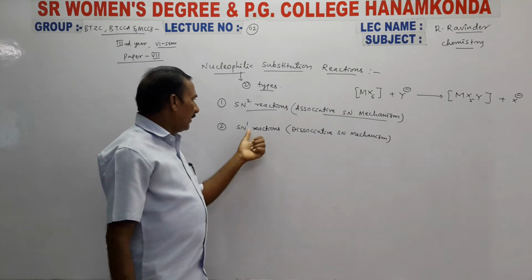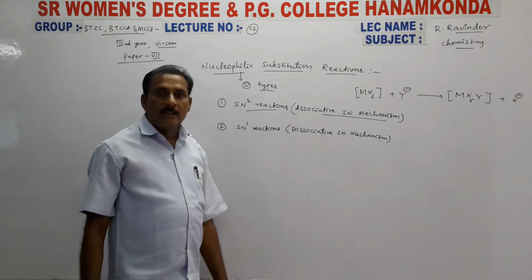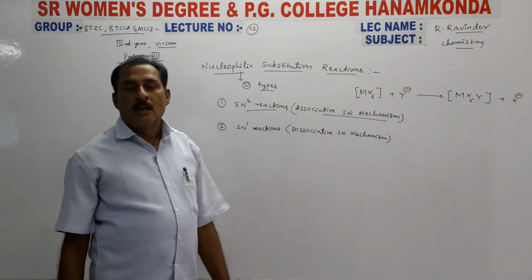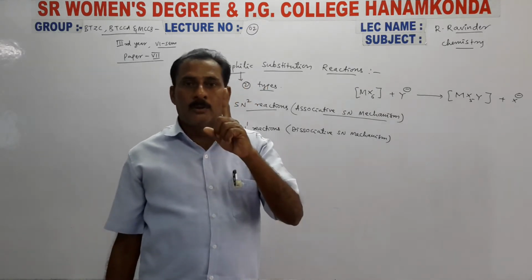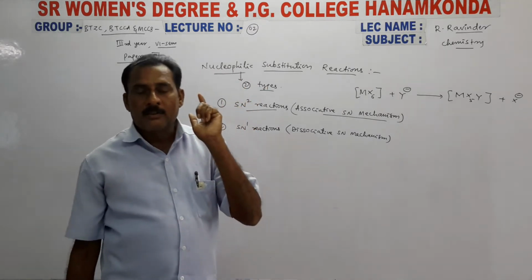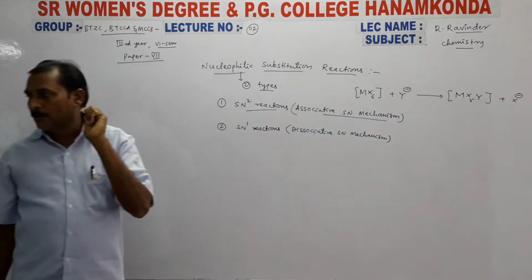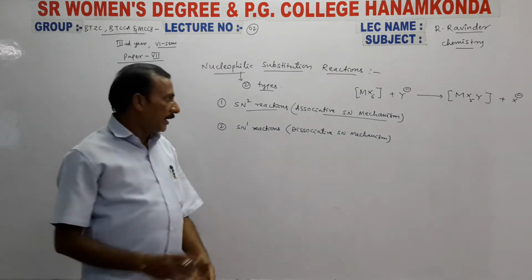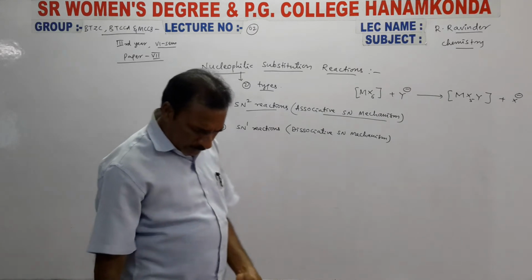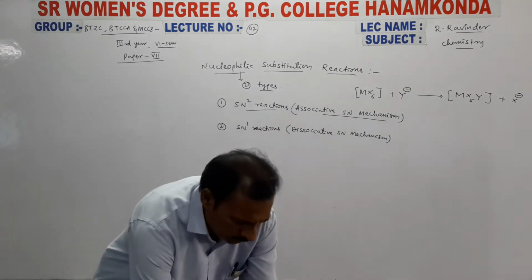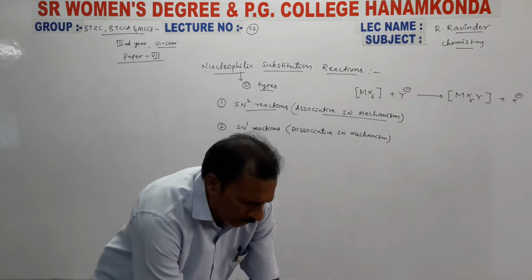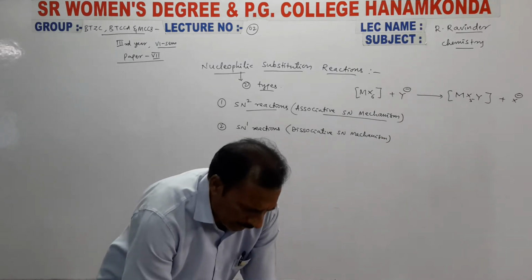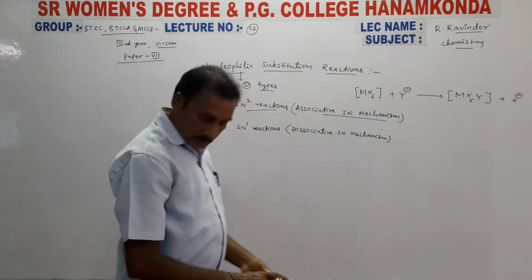In SN1 reactions, the rate of the reaction depends upon the concentration of only one reactant molecule. This is called the SN1 reaction, or unimolecular nucleophilic substitution reaction. Now, coming to SN1 and SN2: the SN2 reaction is the bimolecular nucleophilic substitution reaction.